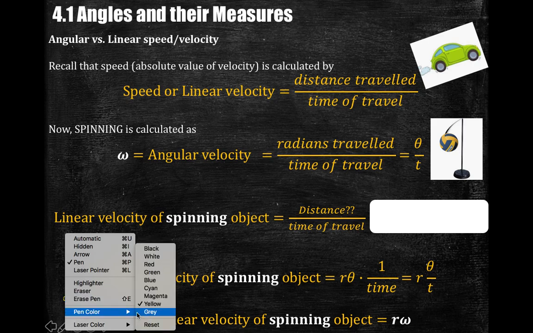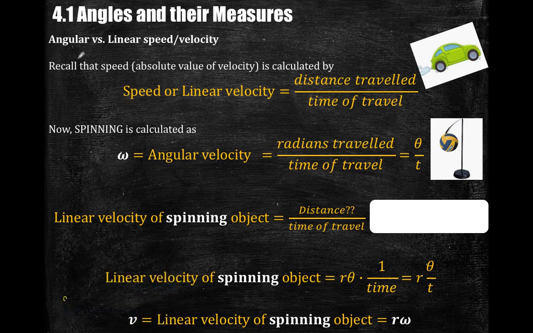So now we're going to do angular versus linear speed. Speed is the absolute value of velocity. So velocity can have direction. It can be positive or negative because I can go 50 miles per hour to the right or 50 miles per hour to the left. But when you're talking about how fast I went, you always talk about positive. So speed is just the absolute value.